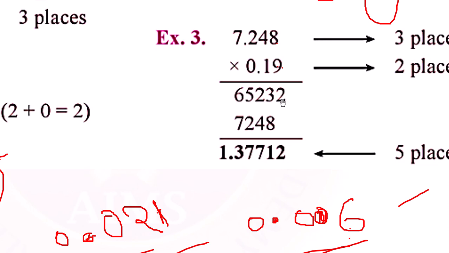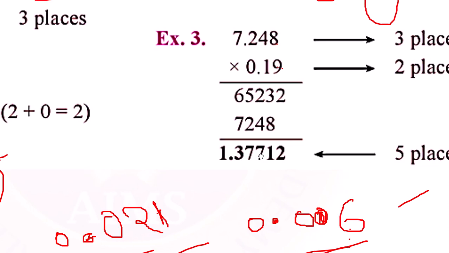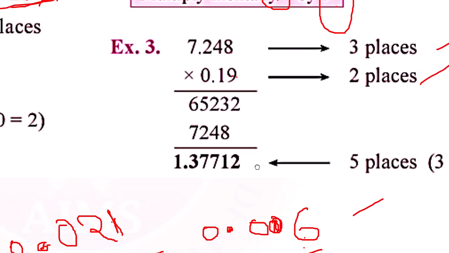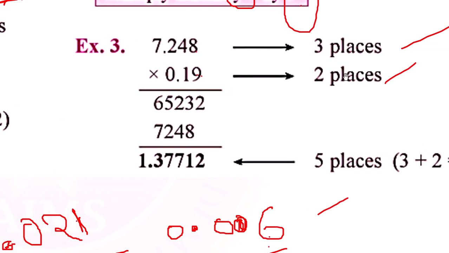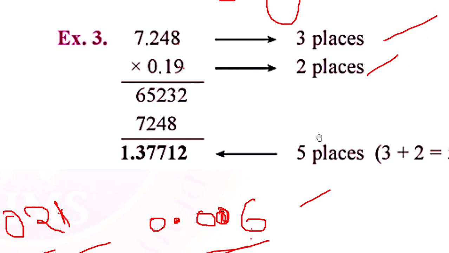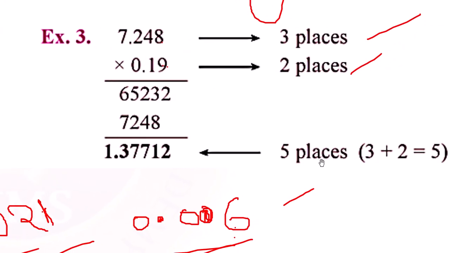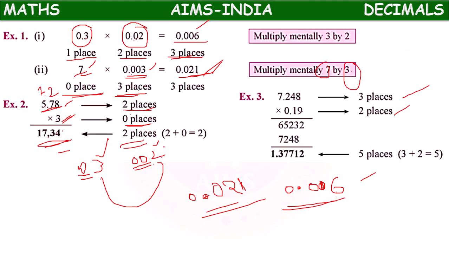We will add all. 2, 3 plus 8, 11. 2 plus 4, 6 plus 1, 7. 5 plus 2, 7. 6 plus 7, 13. But here 3 places, here 2 places. Put together, how many places? 5 places. 1, 2, 3, 4, 5. After 5 places, we have to keep a point. So, like that, we can do multiplication of decimals.